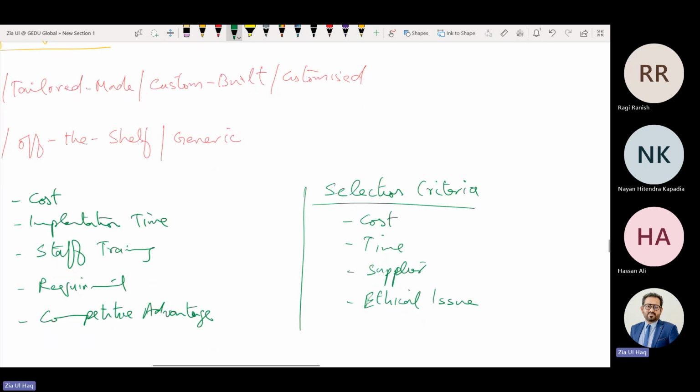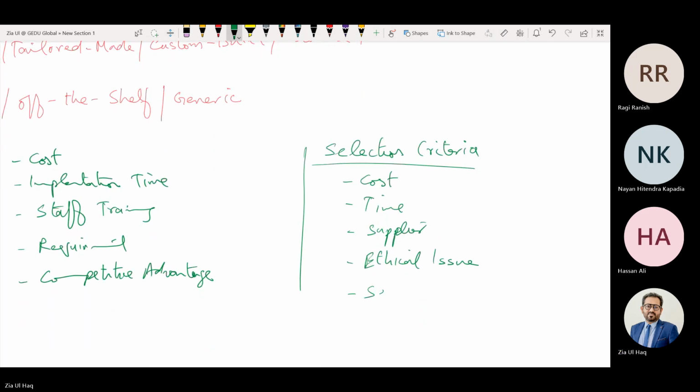Data protection as well, meaning security as well. Whether our data will be secured or not. So these things we can discuss in general. So moving back towards our question.